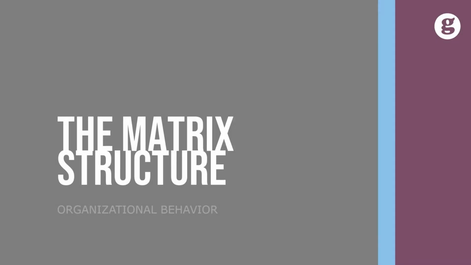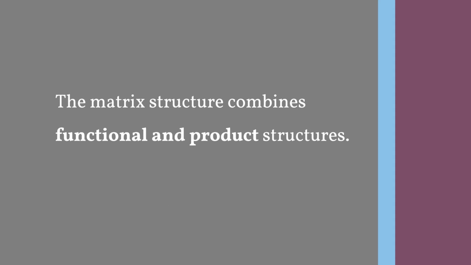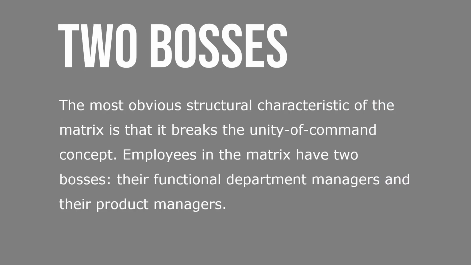Let's take a look at the matrix structure. The matrix structure combines functional and product structures. The most obvious structural characteristic of the matrix is that it breaks the unity of command concept. Employees in the matrix have two bosses, their functional department managers and their product manager.